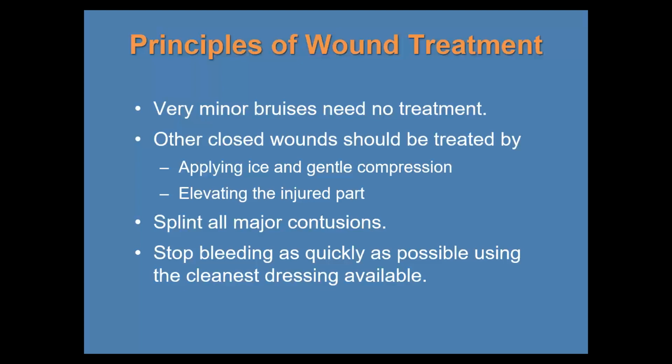For closed wounds, apply ice, gentle compression, even elevating that injury. For sprains and strains of the ankles, wrists, and elbows, we immobilize it, splint that area, and go from there. Splint all major contusions, especially around a joint or in the extremities. If there is a considerable amount of bruising, we want to splint those areas, because if it had enough force to cause that type of bruise, there's good potential for a fracture.